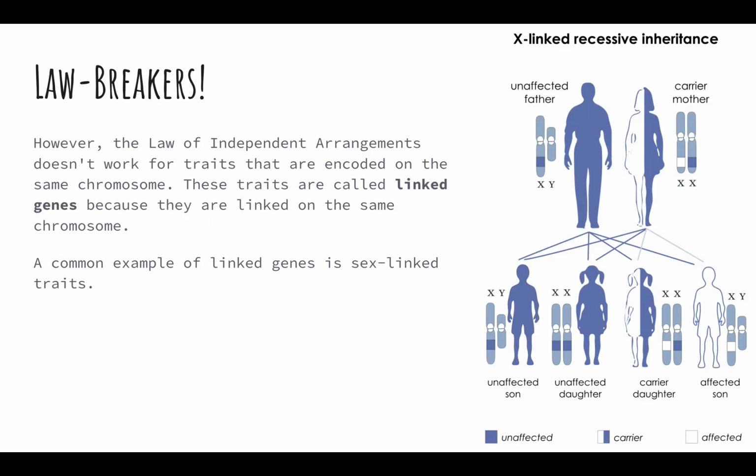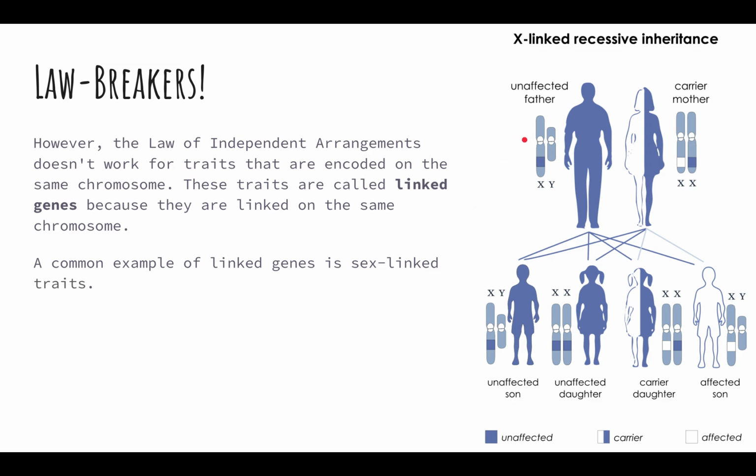Now, there are some lawbreakers, as always. These laws don't always work for some traits, and there are some traits that kind of defy our written rules. The reason this happens is because of what's called a linked gene, because they're linked to a certain part of a chromosome, and a gene that would only show up if this chromosome was present. The easiest example is what's called a sex-linked trait.